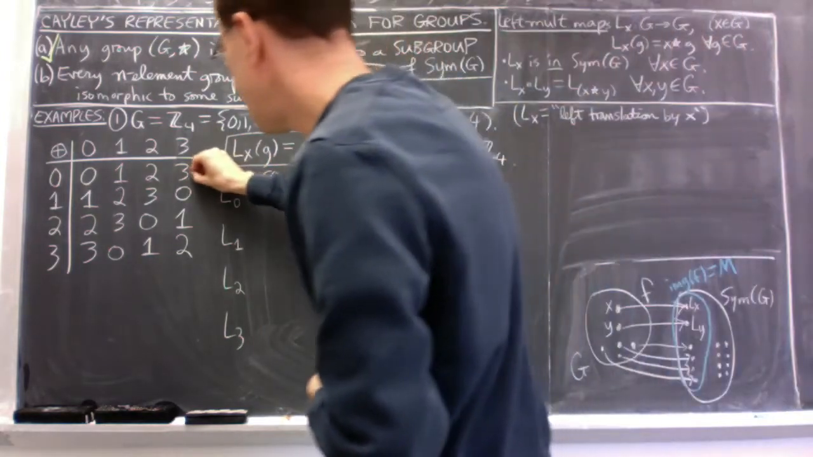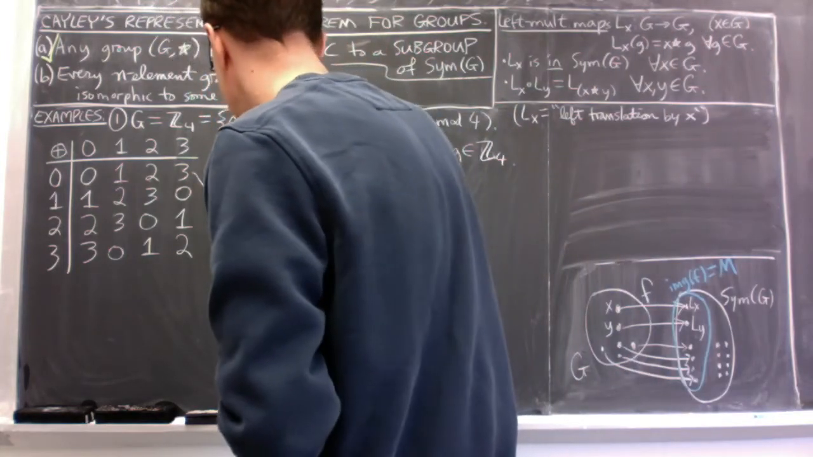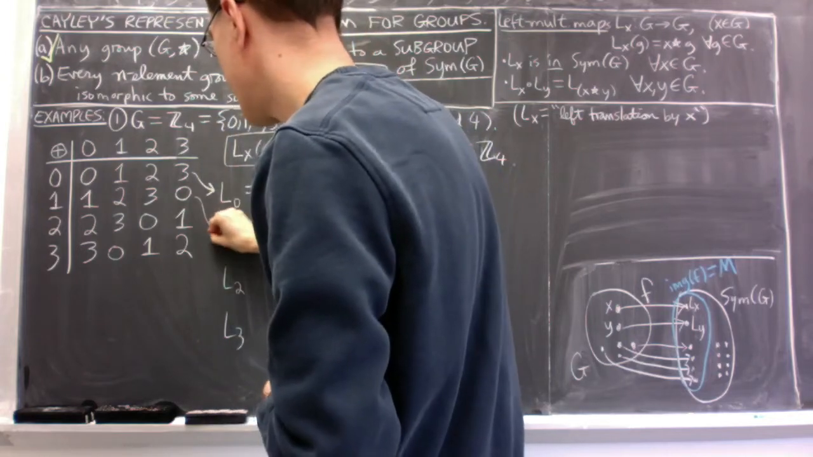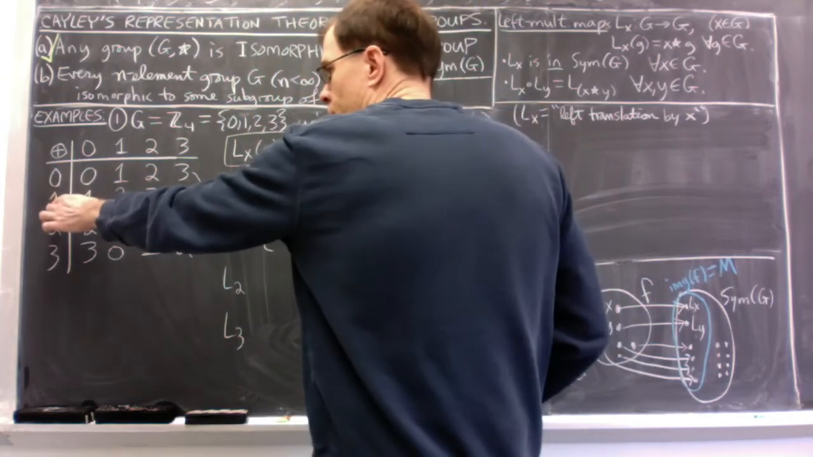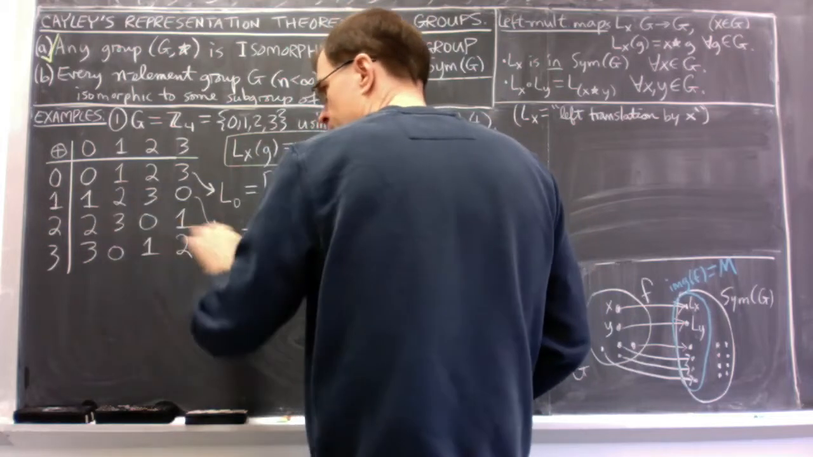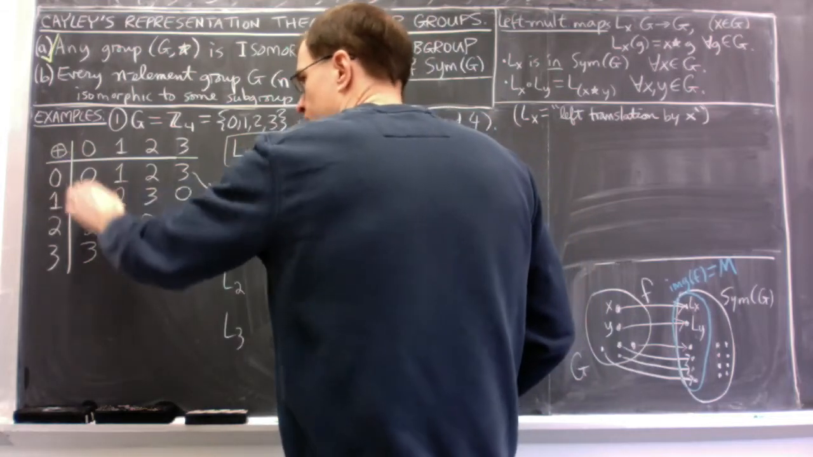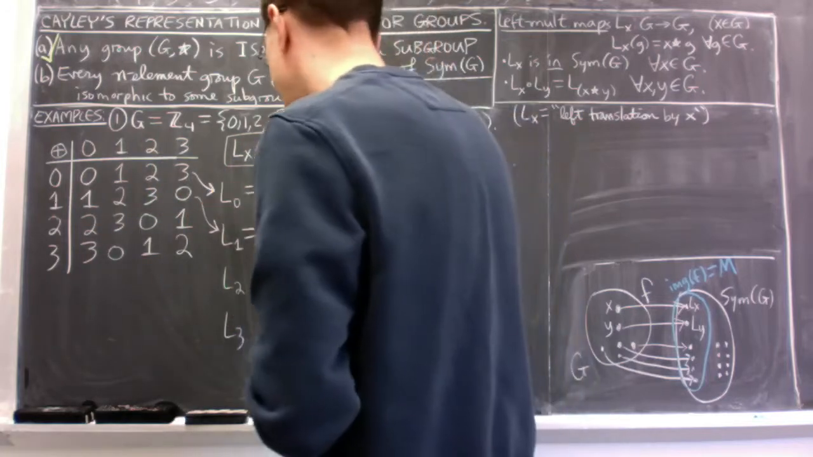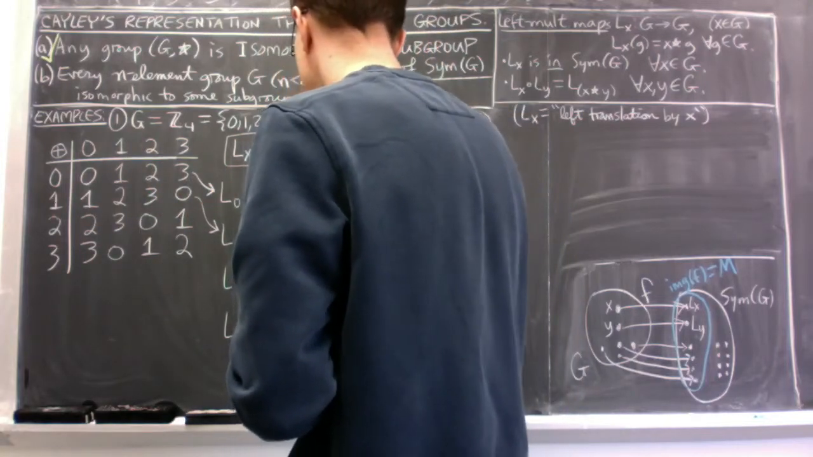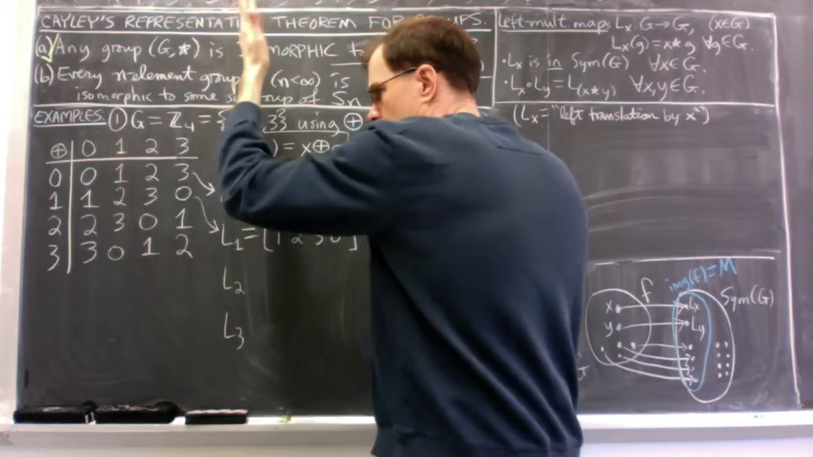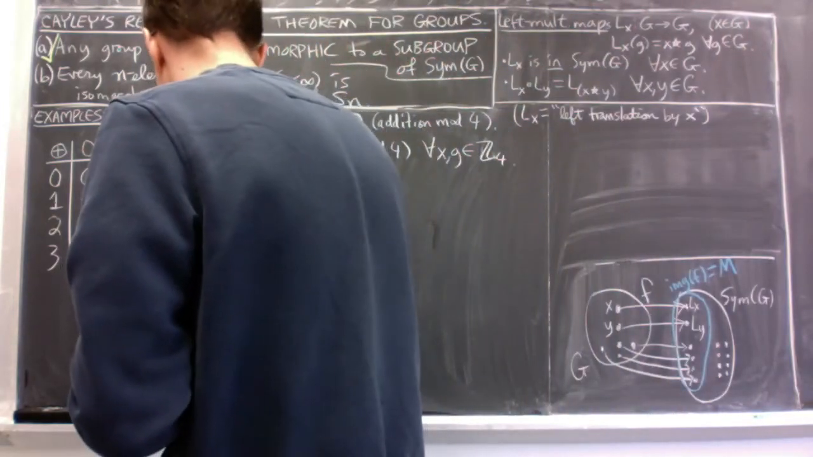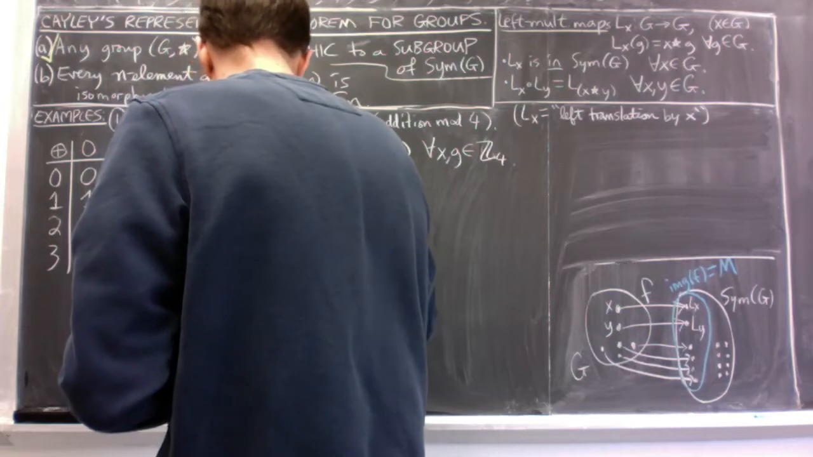So by just copying the row, essentially, I get the output in two-line form for the appropriate L map. Same with 1. If I want to add 1 on the left to everything in G, 1 plus 0 is 1, 1 plus 1 is 2, 1 plus 2 is 3, 1 plus 3 is 0. And I just copy that row down. So the inputs are always 0, 1, 2, 3, whatever order you want to list them in. But the outputs are just copying the rows of the table.